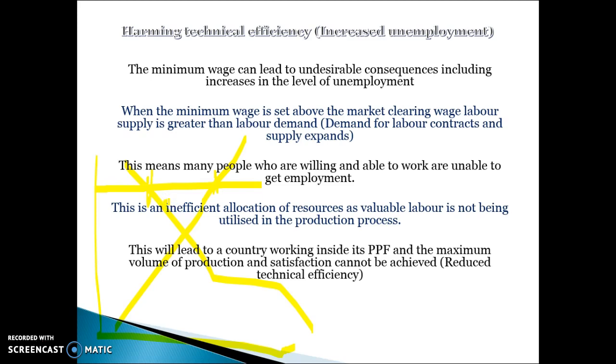So the key thing is that it leads to high levels of unemployment. Many people that are willing and able to work are unable to get employment. This is an inefficient allocation of resources because there's valuable labour not being used in the production process, and it causes the country to work inside its PPF and not maximise their volume of production or satisfaction. So technical efficiency is about unemployment, not working to our PPF, valuable labour resources going to waste.